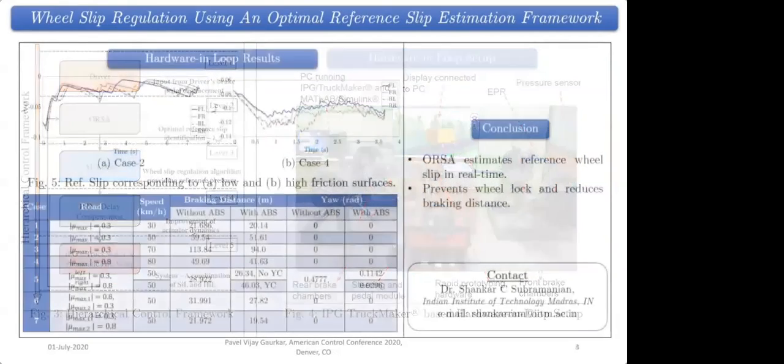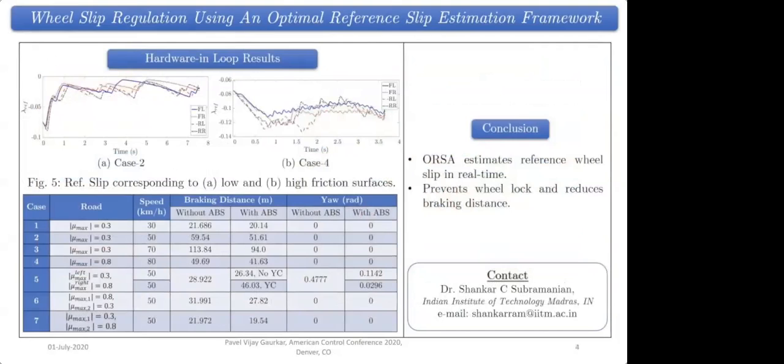The developed ABS algorithm was tested for an unladen heavy commercial road vehicle for varied speed and road conditions. The algorithm was found to be correctly identifying the reference wheel slip. As depicted in figure 5, the reference slip starts from the same initial condition, but appropriately converges to the corresponding reference slip of low friction and high friction surfaces respectively.